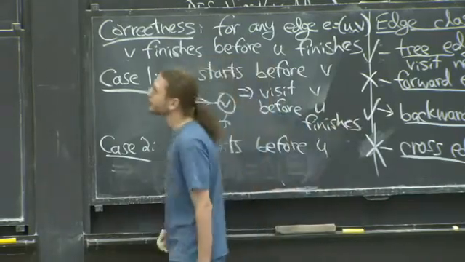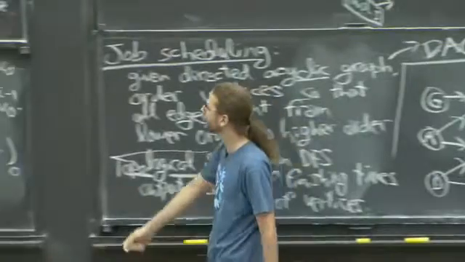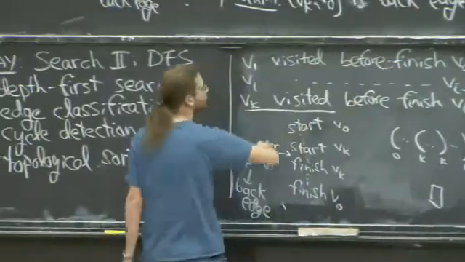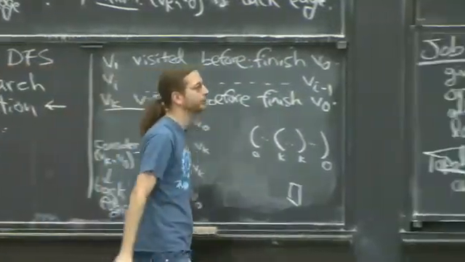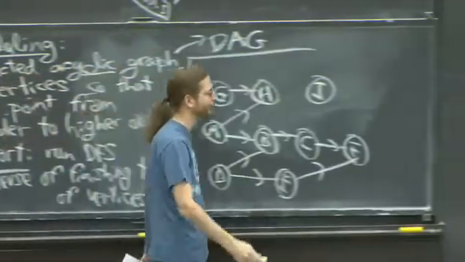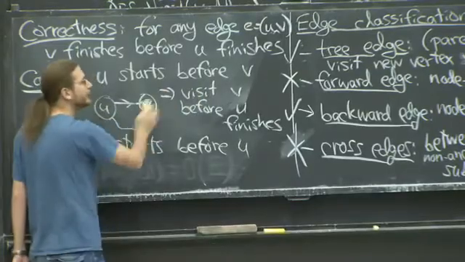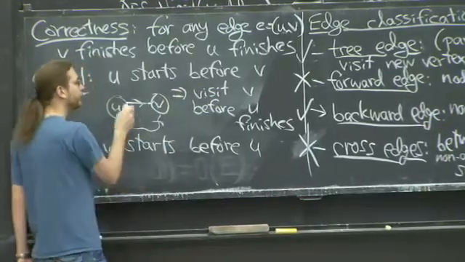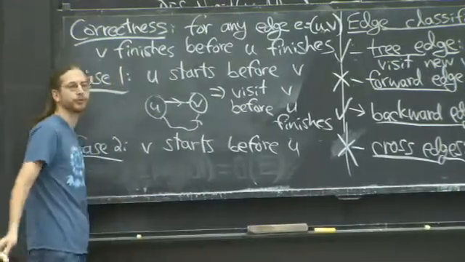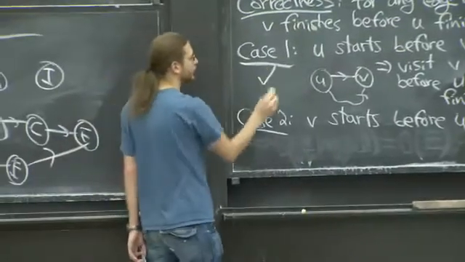That sentence is just like this sentence. So same kind of argument. I won't go into detail because we already did that several times. So that means we'll visit v. We will completely visit v. We will finish v before we finish u. And that's what we wanted to prove. So in that case is good.